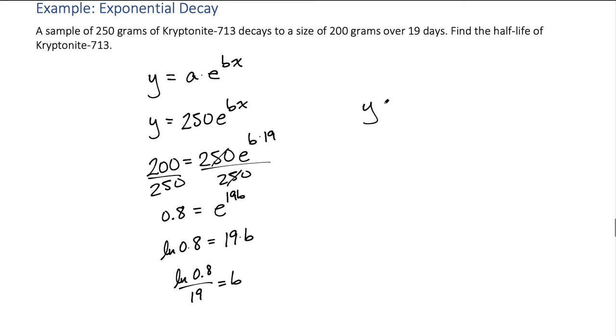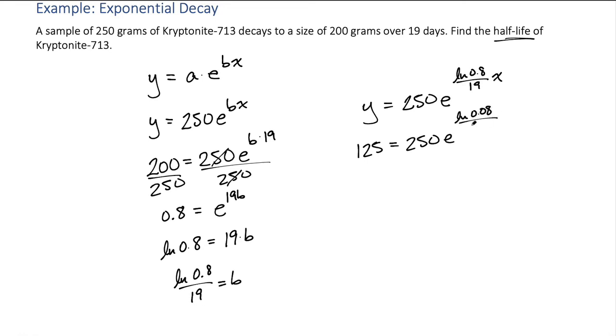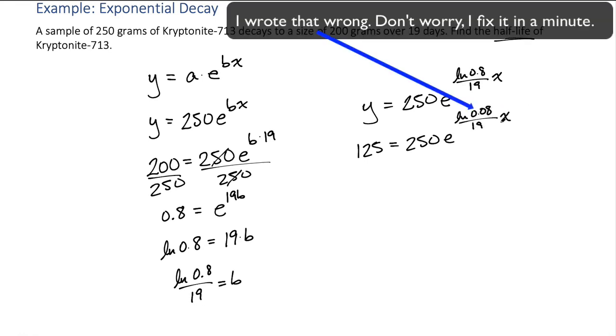So my model, I have y equals 250 e to the b, which is the natural log of 0.8 over 19 times x. Now that I have my model, in order to find the half-life, I know that the half-life is just the amount of time it takes to cut the mass in half. Well, from 250 to cut that in half, I would end up with 125. So I have 125 equals 250 e to the natural log of 0.8 over 19 times x. And now I can solve for x, and that will be the half-life.